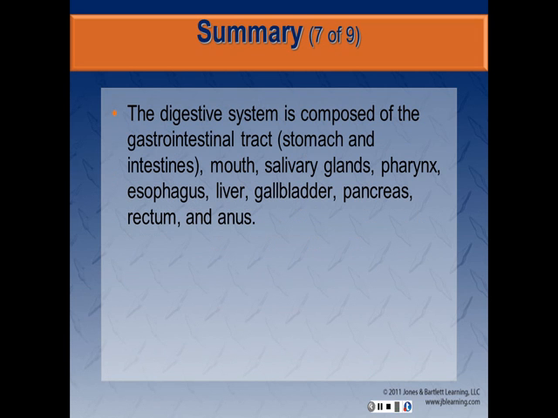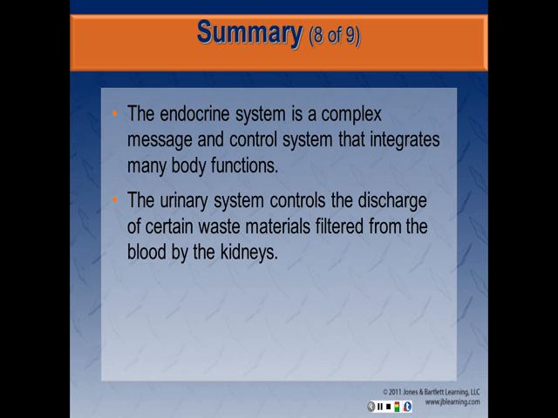The digestive system is composed of the gastrointestinal tract, the stomach and intestines, including the mouth, the salivary glands, the pharynx, the esophagus, the liver, the gallbladder, the pancreas, the rectum, and the anus. Digestion of food from the time it is taken into the mouth until essential compounds are extracted and delivered by the circulatory system to nourish all the cells in the body is a very complicated chemical process.